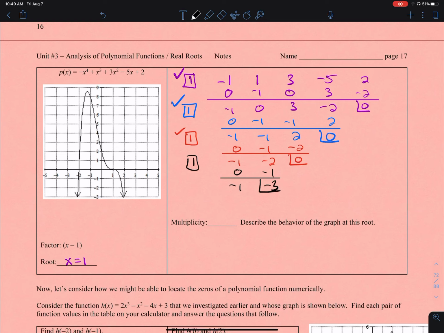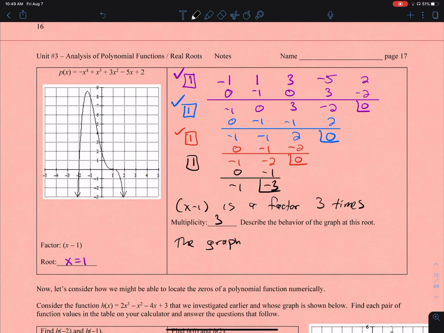So to answer the question, x minus 1 is a factor thrice, 3 times. Multiplicity then is 3. Describe the behavior of the graph at this root. The graph crosses the x-axis.